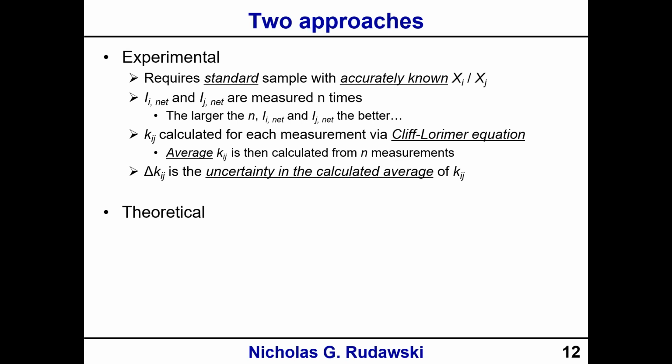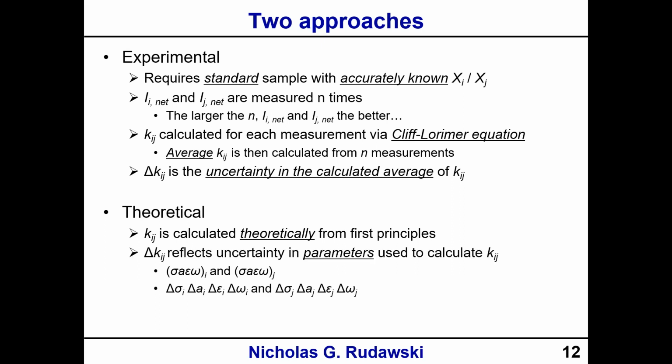The other approach is theoretical. We calculate Kij from first principles, which was what we went over in the previous video on quantitative STEM-EDS. Then the error in Kij reflects the uncertainty in the parameters used to calculate it. There are 8 parameters for each Kij term.